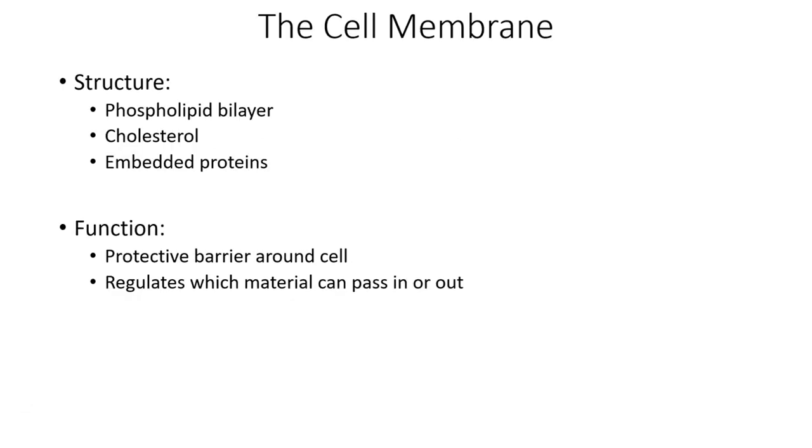Alright, so really quickly, the cell membrane is made out of something called a phospholipid bilayer. We'll talk more about that in a second. It also has cholesterol and a lot of embedded proteins in the membrane.